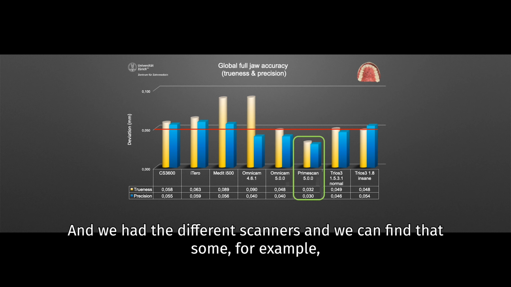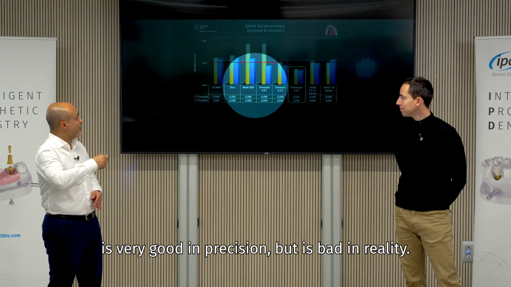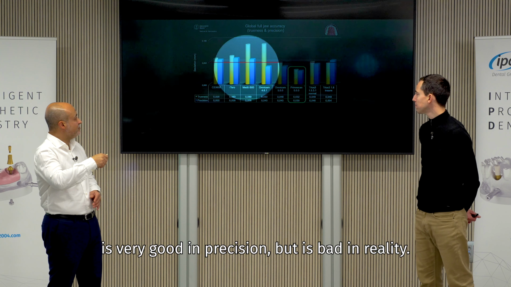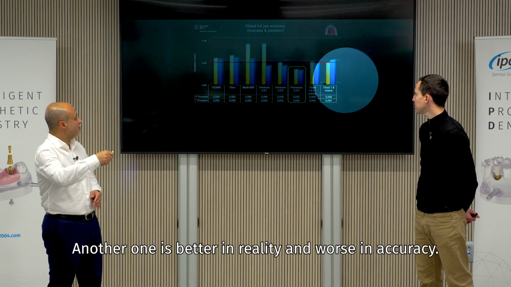And we had the different scanners, and we can find that some, for example, is very good in precision but bad in trueness. Another one is better in trueness and worse in precision.